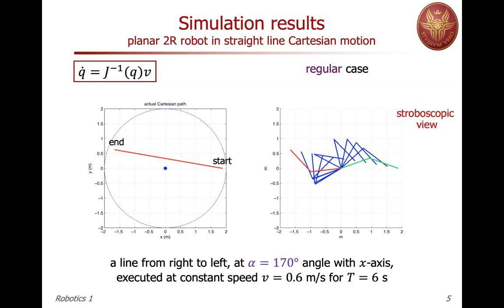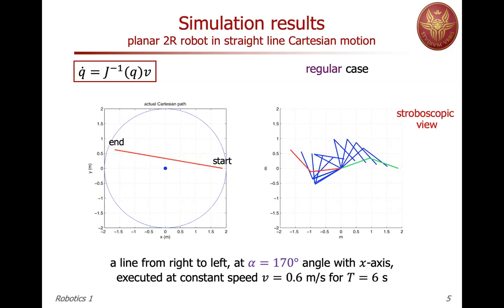So it's a straight line going from a point which is quite close to the boundary. So where the Jacobian is still regular, but it could be close to a singularity, and crossing the whole workspace and getting to the end point, which is similarly close to the boundary, not as close as the start point, but again.